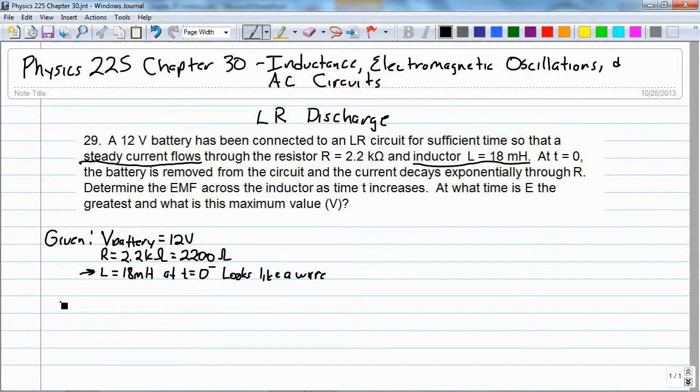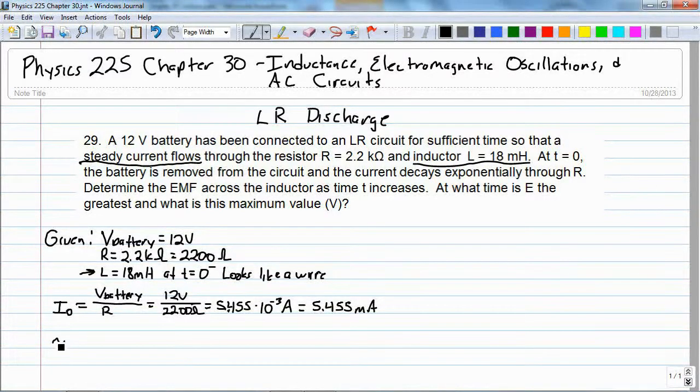So that means that the current going through the circuit is just going to be the V battery divided by the resistance, and that's 12 volts divided by 2200 ohms, and that's equal to 5.455 times 10 to the negative 3 amps, or that would be 5.455 milliamps.